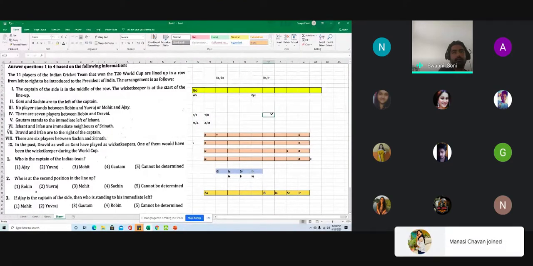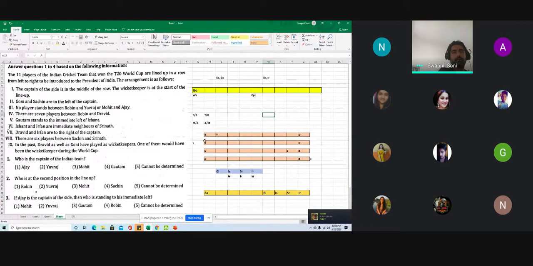Now let's try to work out quickly. Now the only clear information we have is it's either this or this and this. So let's try to place Sachin. Now if I place Sachin over here, I know that 1, 2, 3, 4, 5, 6. यहाँ पे श्रीनाथ होगा, यहाँ पे इरफान होगा, यहाँ पे ईशांत, यहाँ पे गौतम.